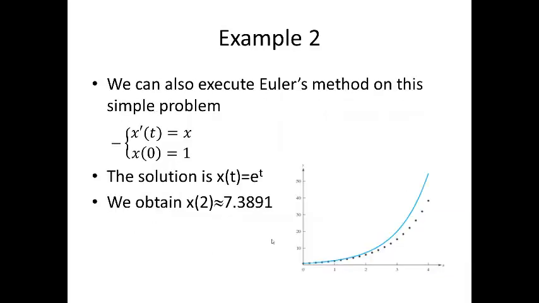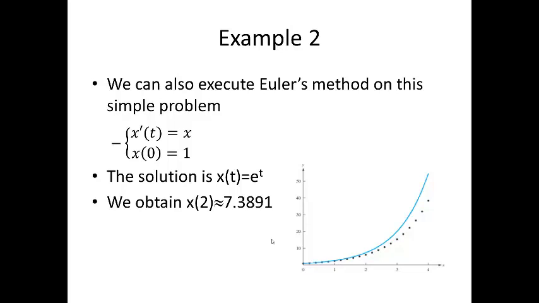We can also execute Euler's method on this simple problem. x prime of t is equal to x, and x of 0 is equal to 1. Well, the analytical solution to that is pretty easy. x of t is equal to e to the t because when you differentiate e to the t, you get e to the t back. So x prime is equal to x. We obtain x of 2 is equal to 7.3891. Now, the plot produced by this curve is shown in the figure. The solution x of t is equal to e to the t is the solid curve, and the points produced by Euler's method are shown by the dots.